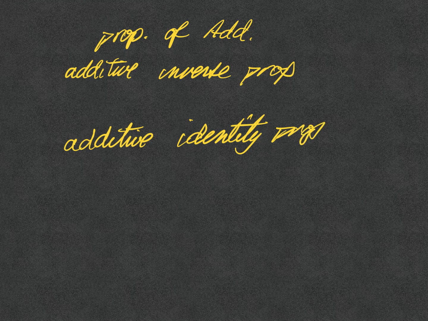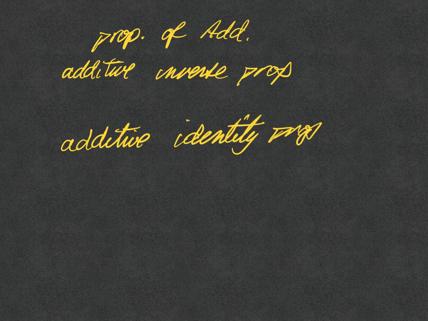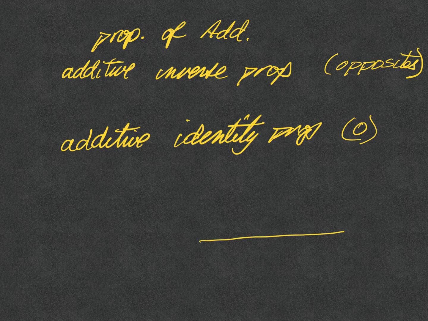And so, essentially, the additive identity deals with a property of 0, okay? And the additive inverse deals with opposites, okay? And so let's look at opposites on the number line, all right?